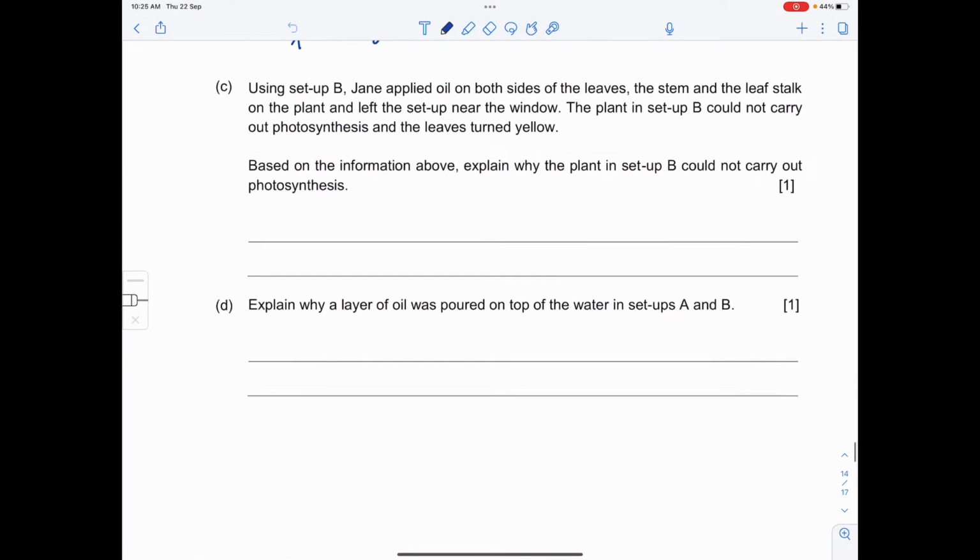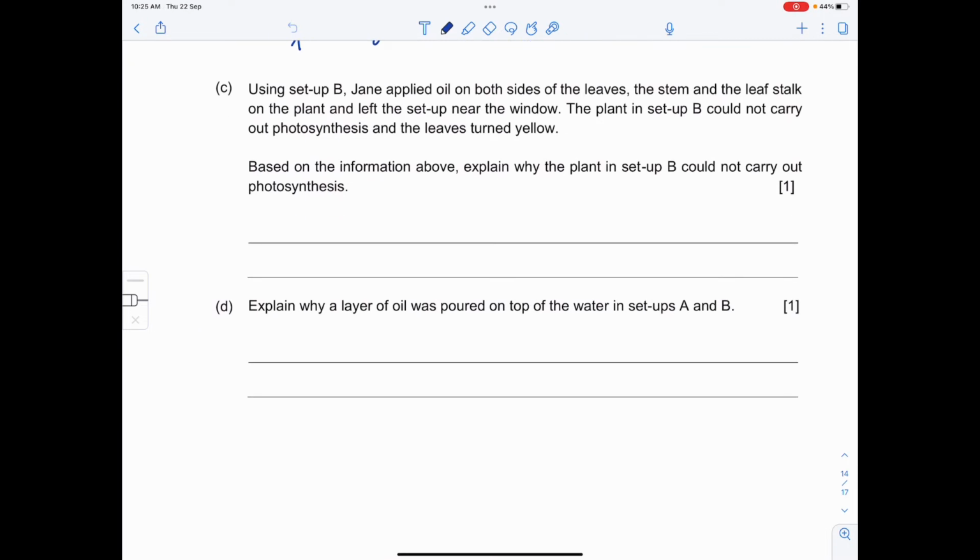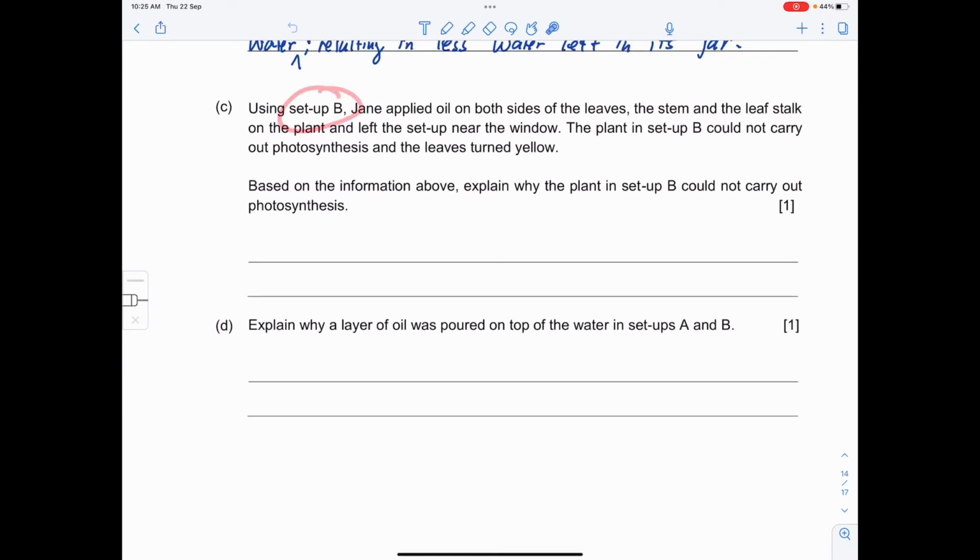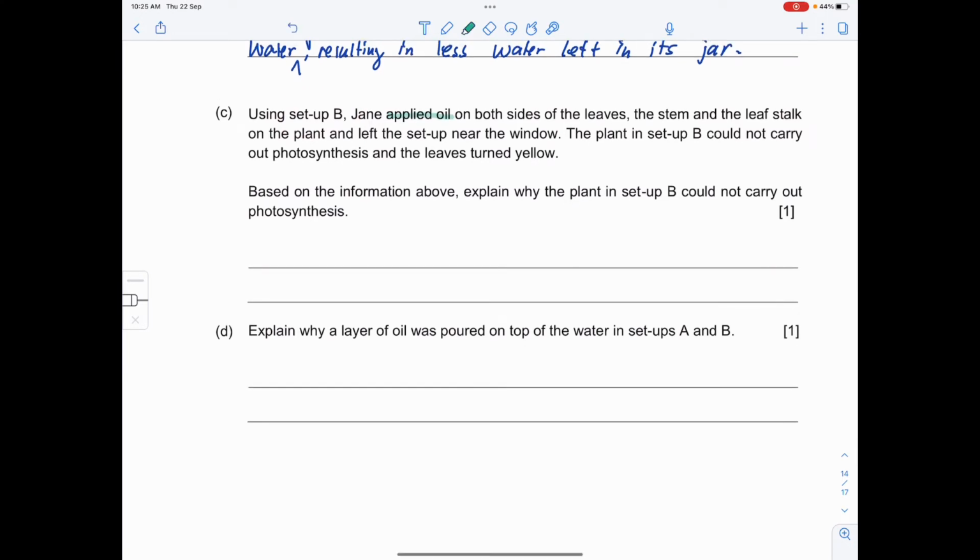Next question, part C. Using setup B, Jane applied oil on both sides of the leaves. Now, a common misconception that students have is that they think that oil is opaque, unless they tell you it's crude oil. Crude oil is the kind of oil that you see in the seas when there's an oil spill, it's black in color. So normal oil is actually transparent. It's colored but it's transparent. So it would still allow light to pass through.